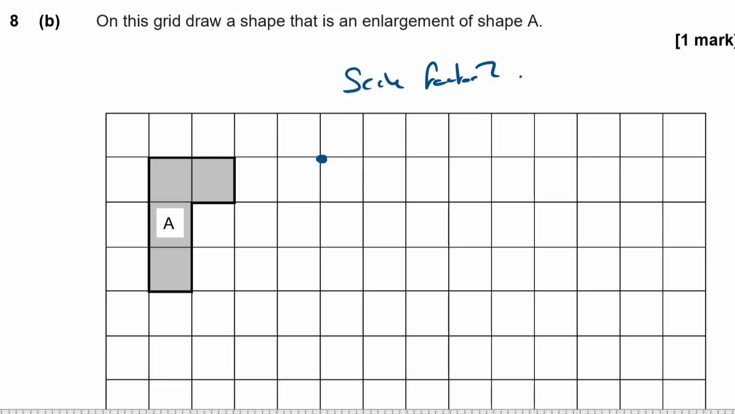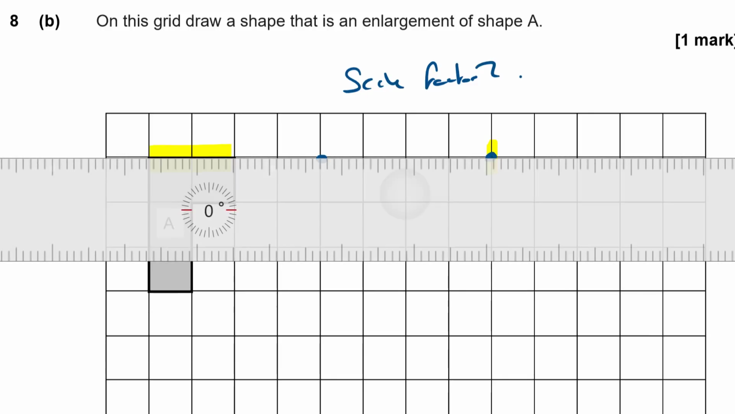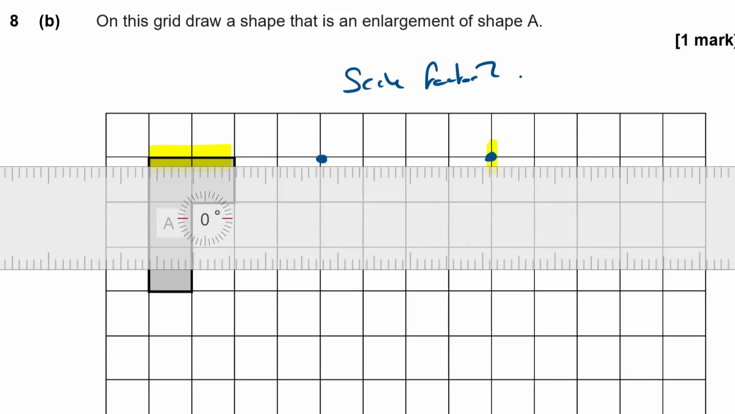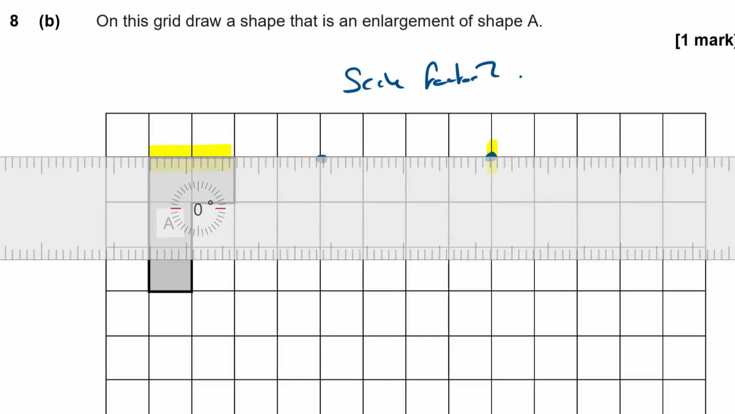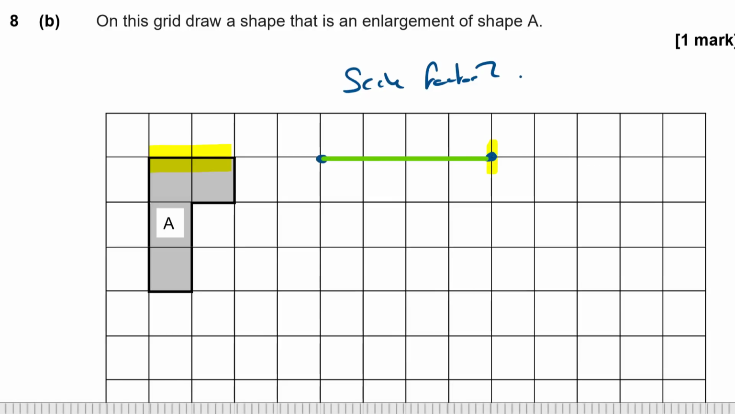So let's just go around the shape. This side here is length 2. So if I increase that by a scale factor of 2, it's going to be 1, 2, 3, 4 units along. It's going to go to that point there, isn't it? To there. I should use a different color because it didn't come out very well last time. Let's use green to draw it in, so you can see the lines better.